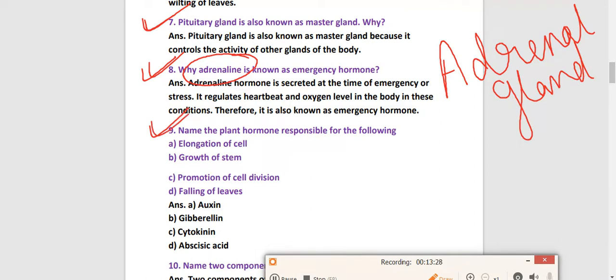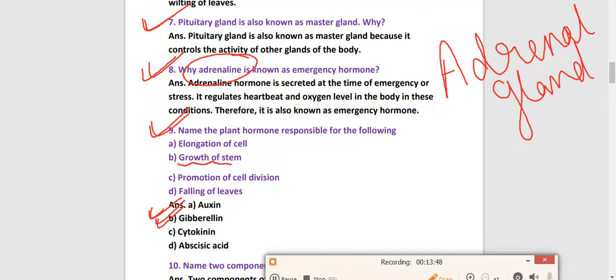The first one is elongation of the cell. So which hormone helps in elongation of the cell, or which hormones increase the length of the cell? That is auxin. Second one, growth of the stem. I have told you that gibberellin is one of the hormones which help in the growth of the stem and flower. So over there it's written growth of the stem. So we will write gibberellins for that.